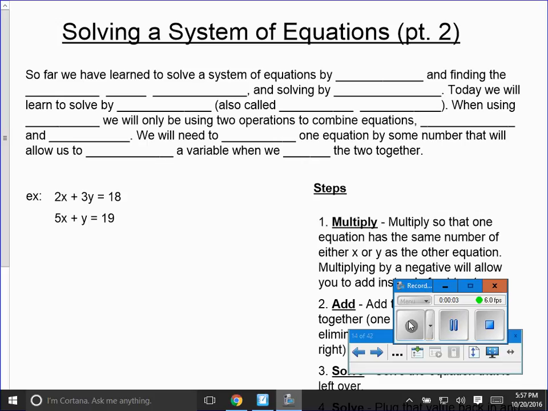That's our video for Unit 5, Day 3. So we're still working with solving systems of linear equations. What we've done so far is we learned to solve systems of equations by graphing and finding the points of intersection, and also solving algebraically by substitution.